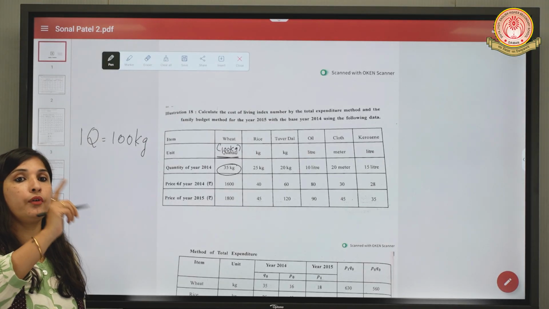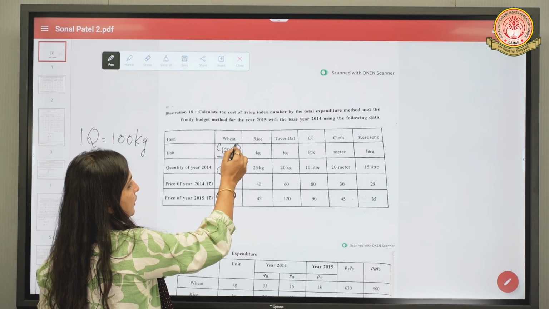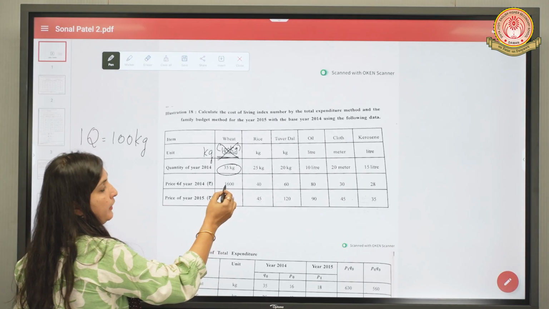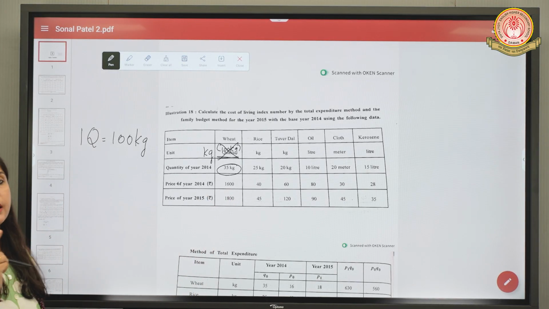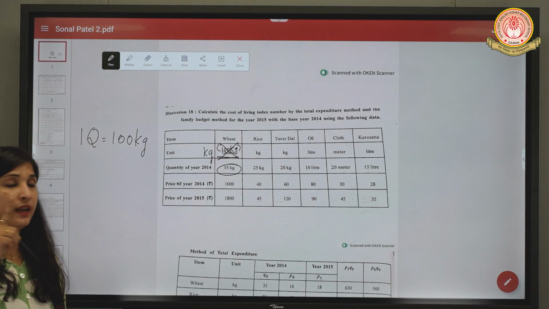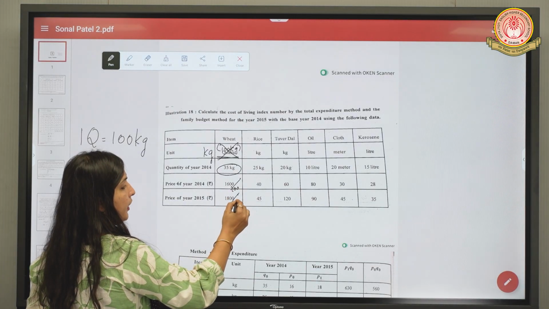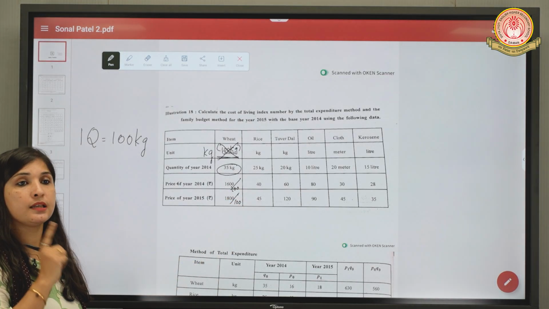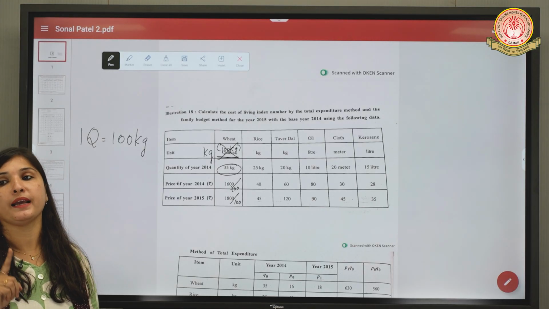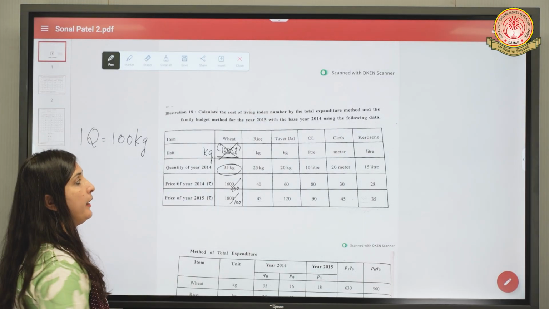Now if we want to convert this quintal into kg, we will not write 100, we will just write kg, and this quantity is already in kg. But the price of 1600 is for how many kg? 100 kg, and we want the price of 1 kg. So we have to divide 1600 by 100, and we have to divide 1800 by 100. Why? Because this 1600 rupees was the price of 1 quintal, that is 100 kg, but we want the price of 1 kg, that is why we divide it by 100. This will also be divided by 100.